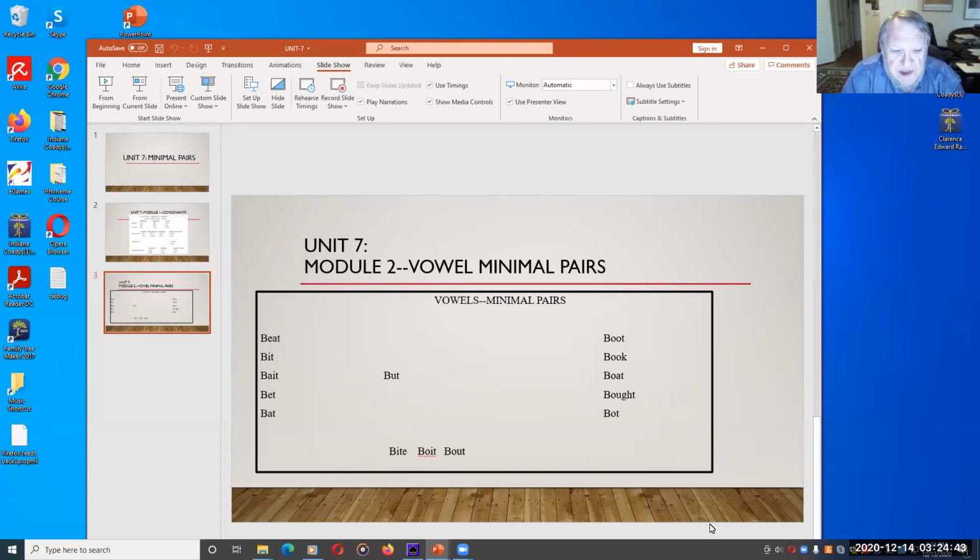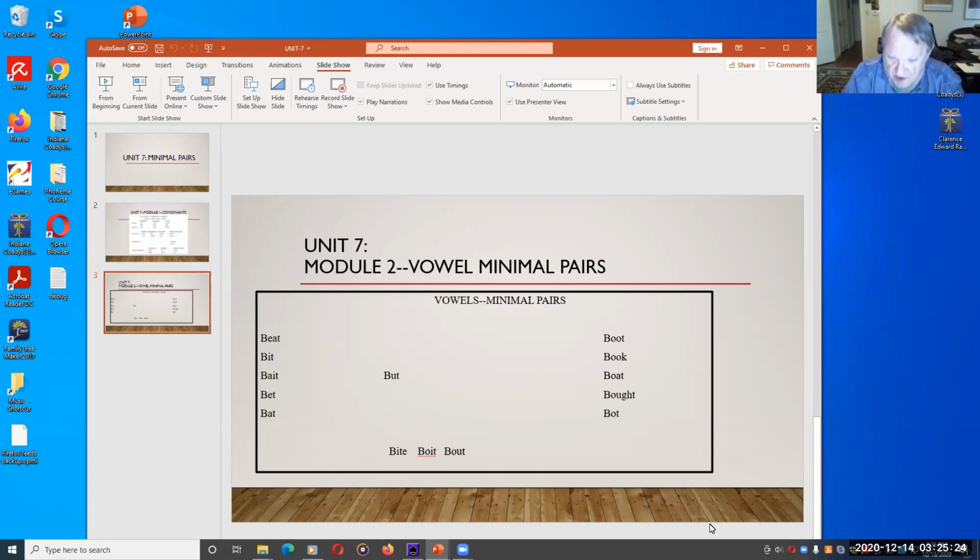So let's start with beat, bit, bait, bet, bat, butt, boot, book, boat, bought, bot, bite, boit, and bout. And let's remember the long versus the short vowels while we're here. Beat, long, bait, long, boot, long, boat, long, bite, boit, bout, long. So we have 7 long and 7 short.